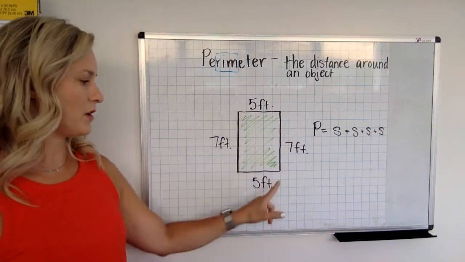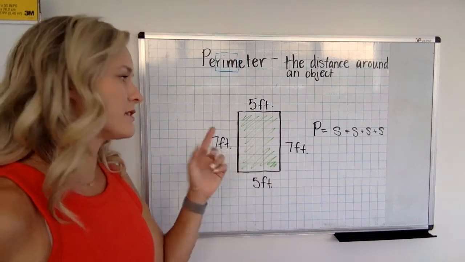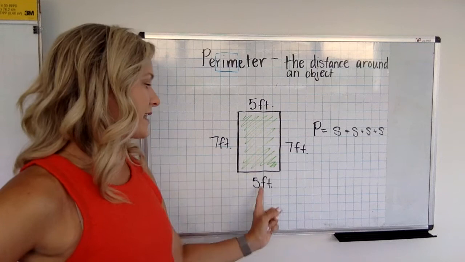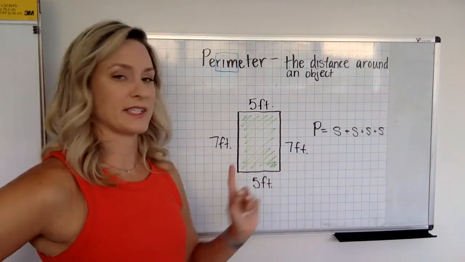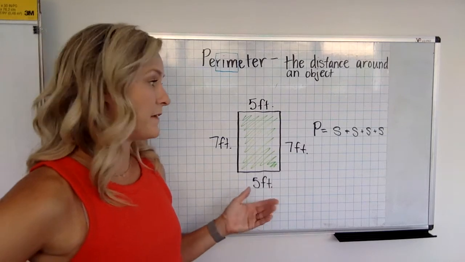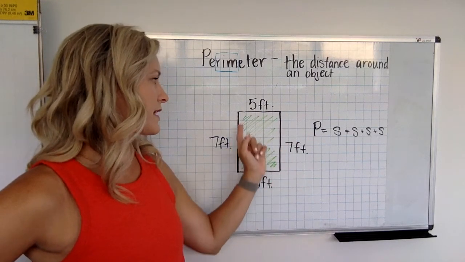So I could add up all of the sides, yeah? Okay, so if I added up all of the sides, what would I get? All right, I'm going to guess you probably turned that into a 10, and 7 plus 7 is 14. So you know that we have 24 feet for the perimeter. So that would measure 24 feet around, right?